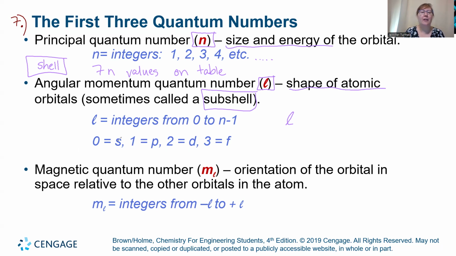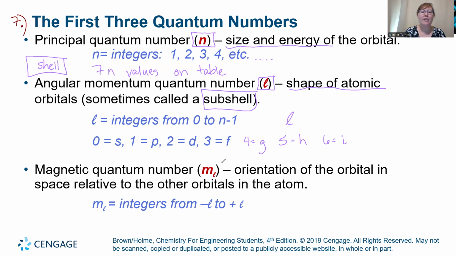When l is 0, we have an s orbital. When l is 1, we have a p orbital. When l is 2, we have a d orbital. When l is 3, we have an f orbital. And then we can actually keep going. If l was 4, we would have a g orbital. If l was 5, we would have an h orbital. If it was 6, it would be an i orbital, and so on and so forth. So here we're just following along with the alphabet after we get to f.